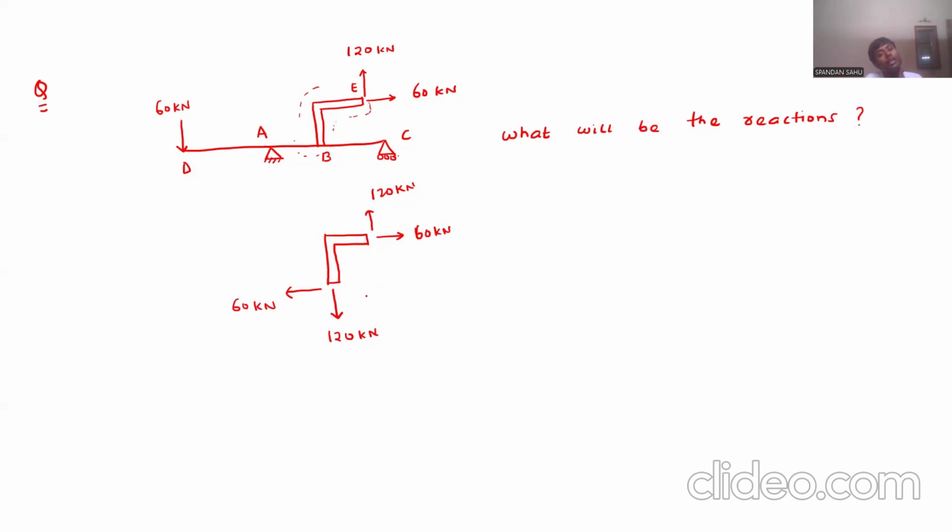But now check, this 120 kilonewton up and down will try to rotate this bent bar in which fashion? It will be in anti-clockwise fashion. And the 60 kilonewton will form a couple and will try to rotate this bar in clockwise fashion. So this can be divided into two bars respectively, and using the method of superposition, you can just add this up to get the final output.